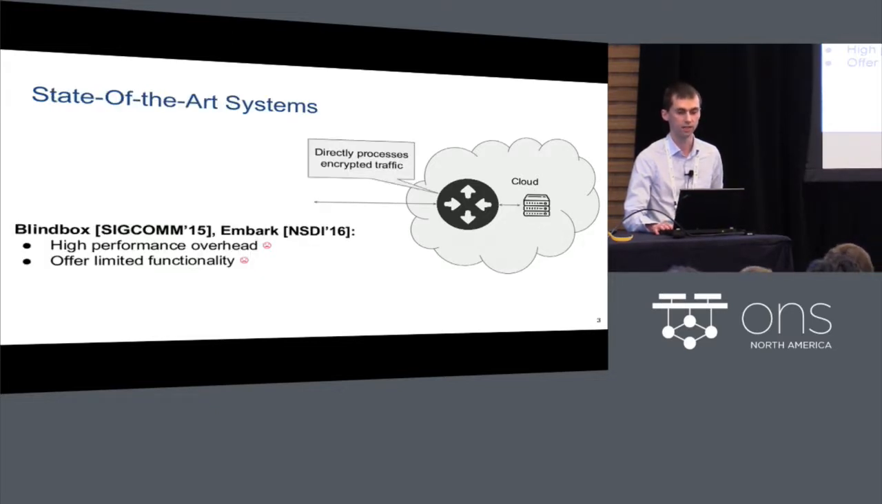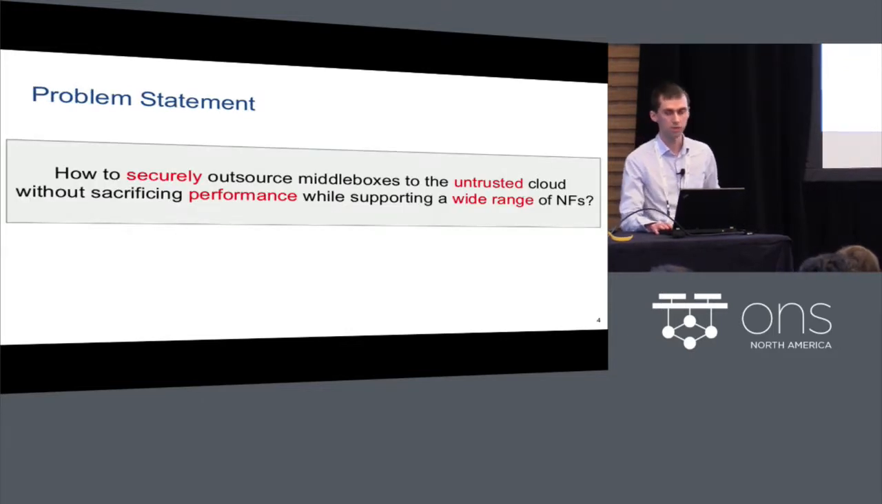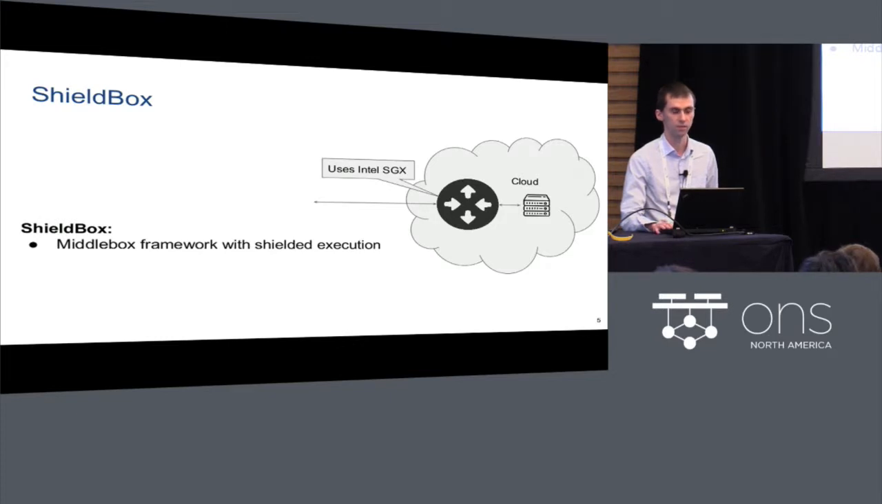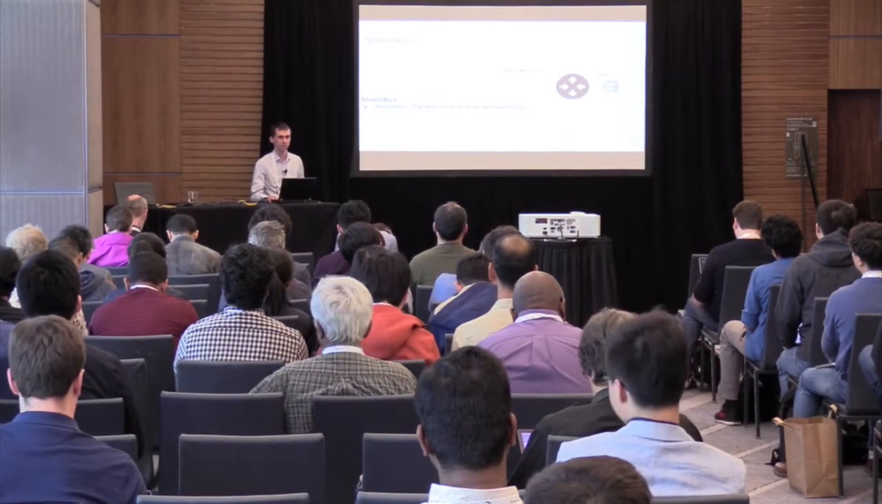So far, state-of-the-art systems have argued for direct processing of encrypted traffic, such as BlindBox and Embark. But those systems impose a high performance overhead and offer limited functionality. So the research question that we wanted to answer here is how do we securely outsource Middleboxes to the untrusted cloud without sacrificing performance and while supporting all the necessary functionalities that we need. For this, we designed ShieldBox. It's a Middlebox framework built with shielded execution as its main security primitive.